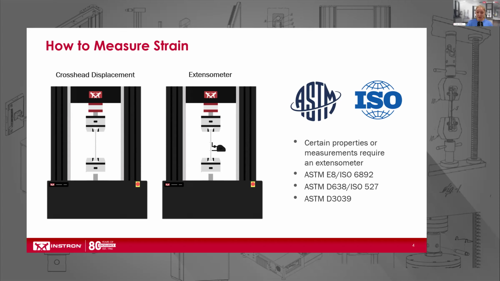So when your test starts and you apply a load to your specimen, that load is being translated through your load string. So it's also subject to some deformation. So your test frame, if you're looking at crosshead displacement, won't be able to identify the deformation that's coming purely from the specimen versus the grips and fixtures that you're using.